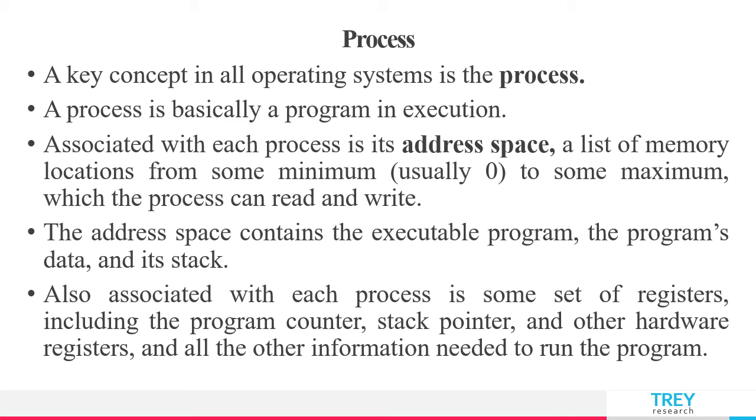So we start with the first one, which is process. A key concept in all operating systems is the process. A process is basically a program in execution. Associated with each process is its address space, a list of memory locations from a minimum, which is usually 0, to some maximum, which the process can read and write. The address space contains the executable program, the program's data, and its stack.